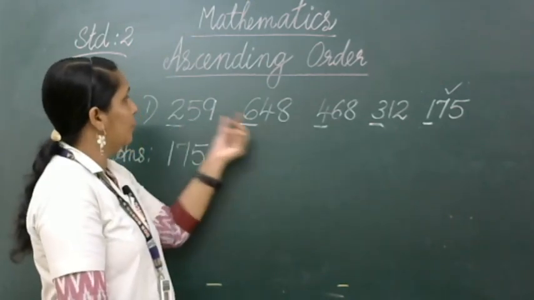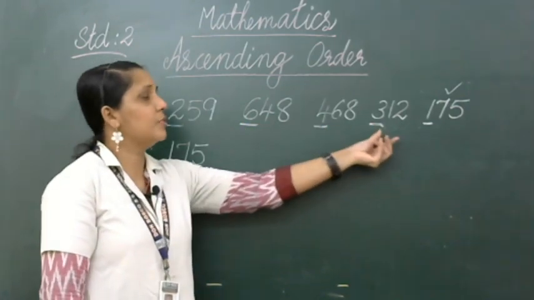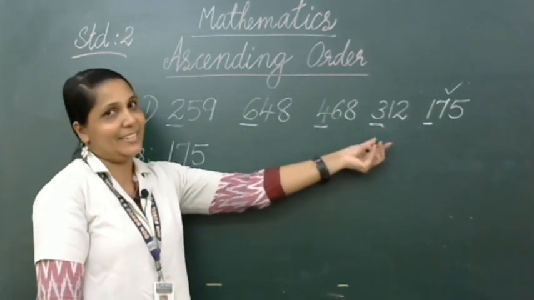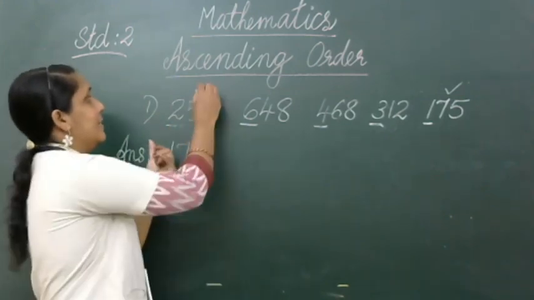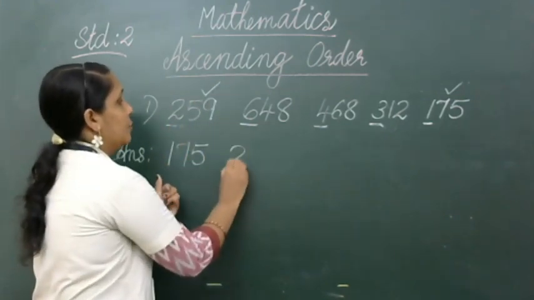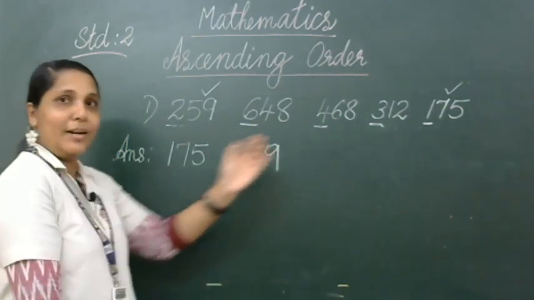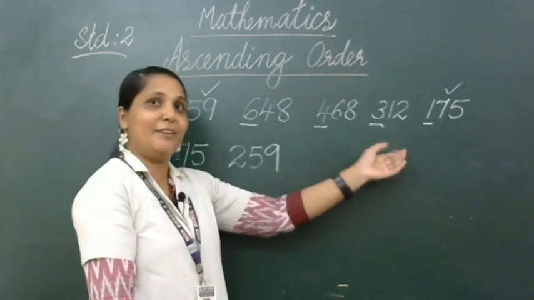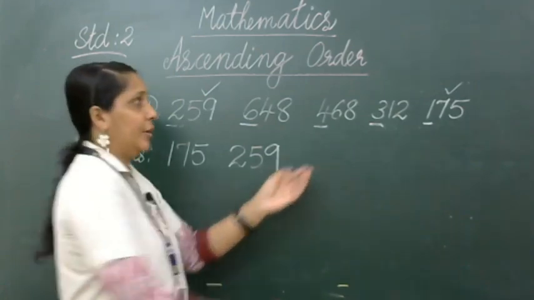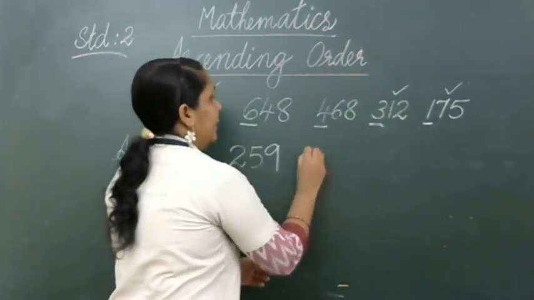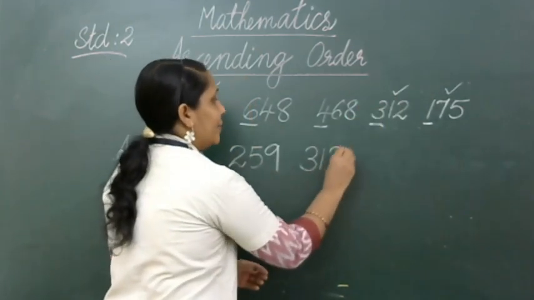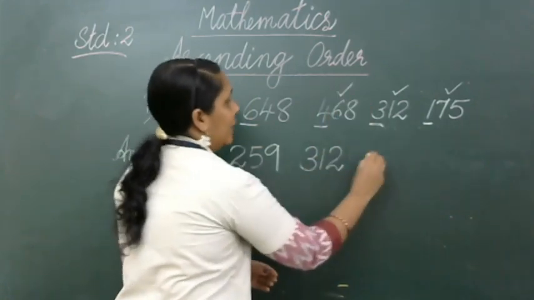Now 2, 6, 4, 3. Which is the smallest? Yes, it is 2. So tick this number. They will write 259. After 2, what is the next one? It will be 3. Then after 3 we are having 4. Okay, then third number will be 312.